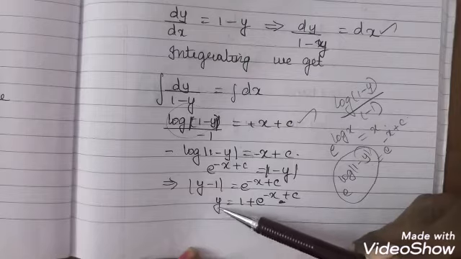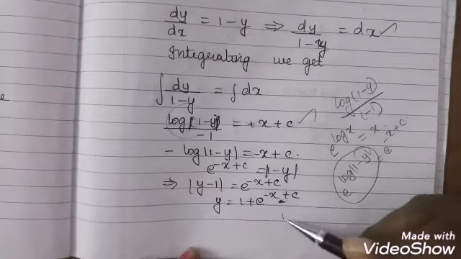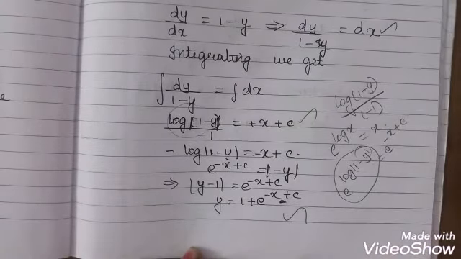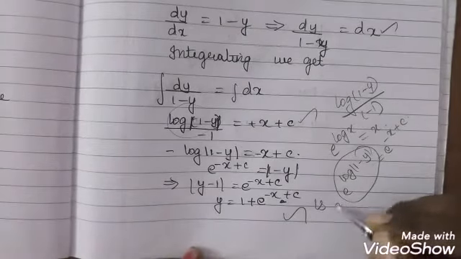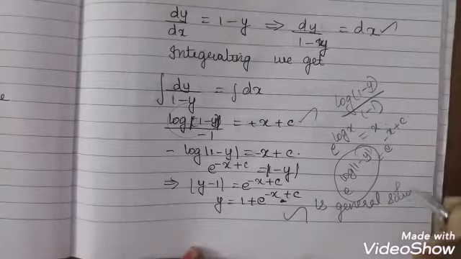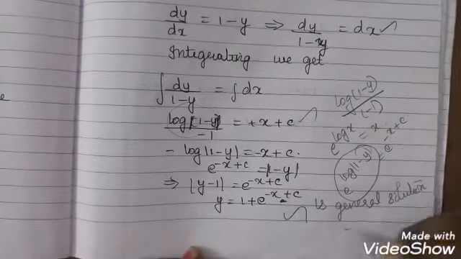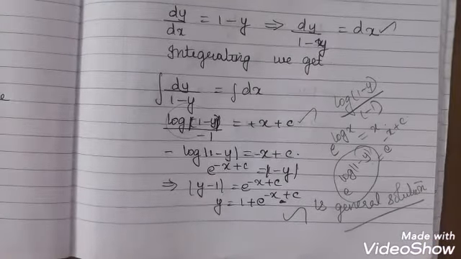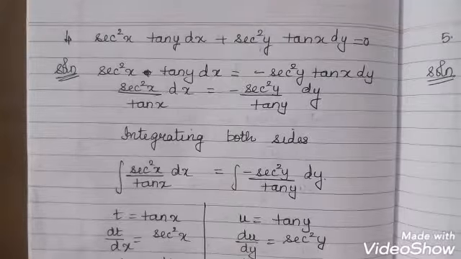So taking it to the other side, you will get y is equal to 1 plus e power minus x plus c. So here this will be called the general solution. Again I'm telling you, a general solution involves nothing but arbitrary constants. Okay. Here the fourth question.